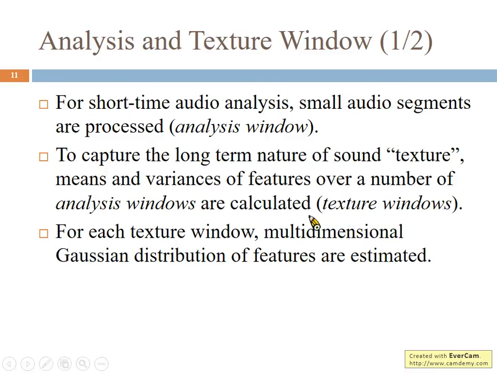To do music analysis, and actually for extracting the timbral texture features, we have already mentioned that we need to do short time Fourier transform, because a long duration of audio signal has no stationary property, and for applying the Fourier transform, we need to assume the input signal is stationary. Okay, so we need to divide the original sound into many, many small audio segments. And this is the so-called analysis window.